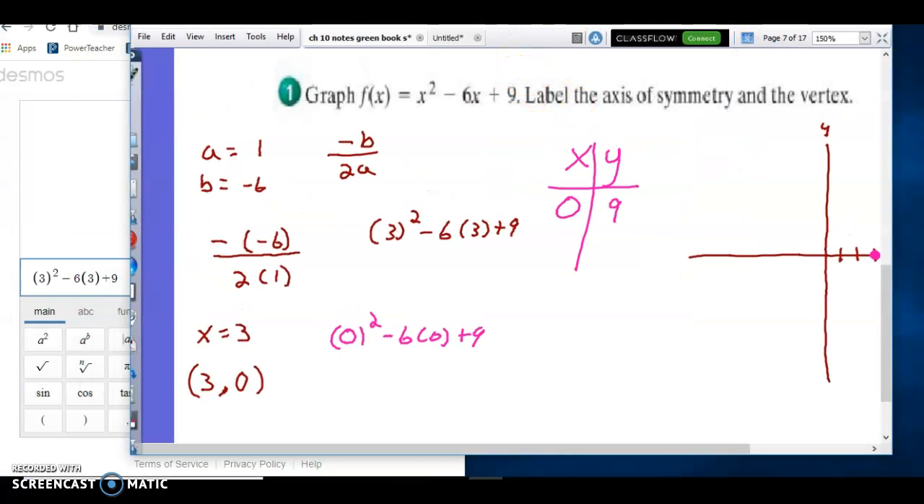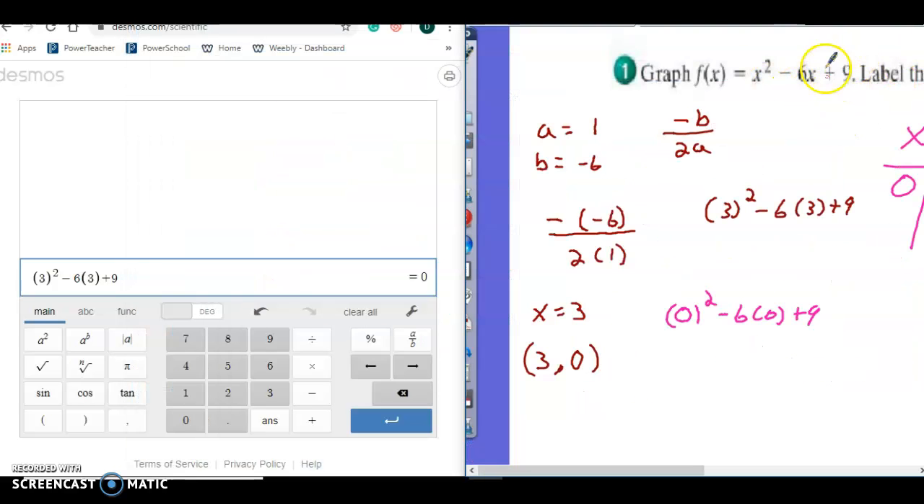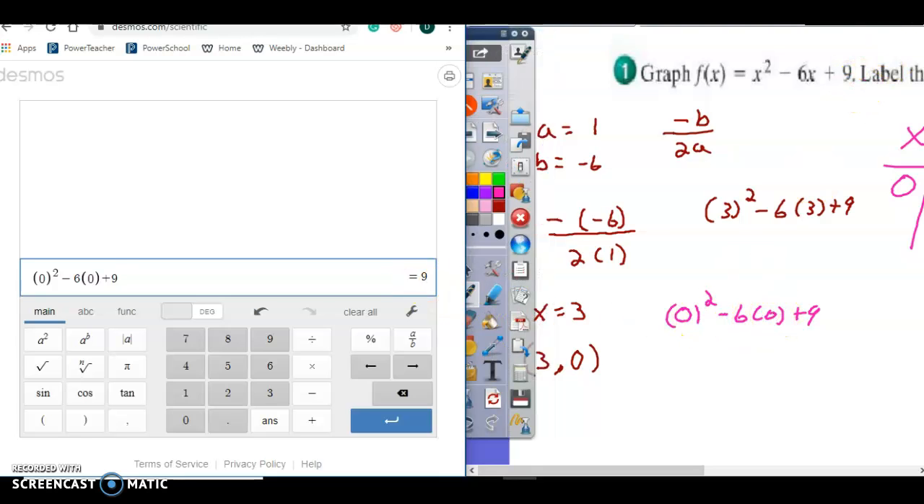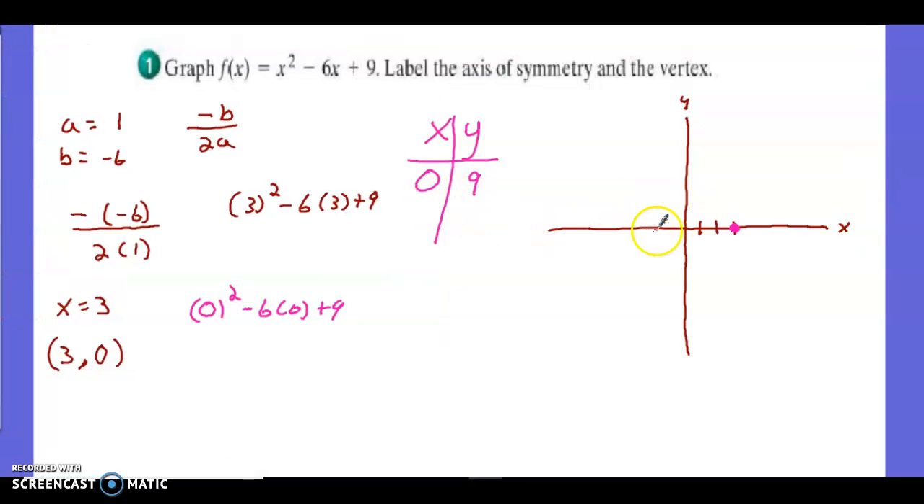You can check that if you're not sure, but anytime you use 0, that's the constant, which would be our answer. So I'm just going to go over here real quick. I'll show you. Substitute a 0 for that, and you get your 9 as your answer. All right, so that's another point on the graph.